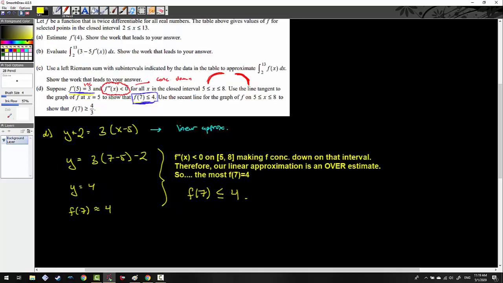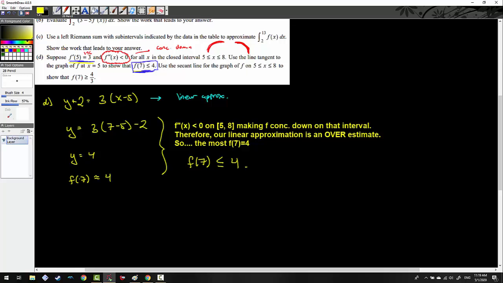Let's talk about the secant line part, though. The secant line part's a little more confusing because we rarely use secant lines for anything. But I'm going to punch the secant line into my equation also. So in order to do that, let's find the equation of the secant line. The slope is f of 8 minus f of 5 over 8 minus 5. That gets me a 3 on the bottom, and on the top, that's going to get me 5/3.